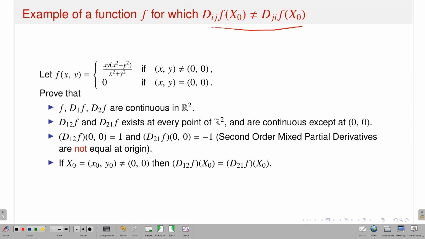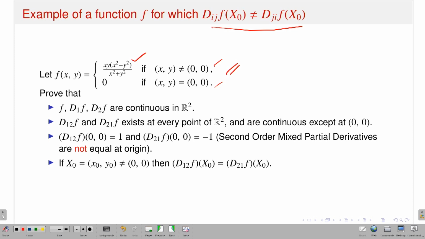What does it mean? That means you calculate the partial derivative of f with respect to the i variable first and then j, and first j then i, and evaluated at the point, then they are not equal. So, for example, this is the function f(x, y) which is xy times (x square minus y square) divided by (x square plus y square) if (x, y) is non-zero, and 0 if (x, y) is equal to (0, 0). So, this function is again very nice except at the point (0, 0), because this is the breaking point. If (x, y) is non-zero, this function is a quotient of two polynomials in x and y.